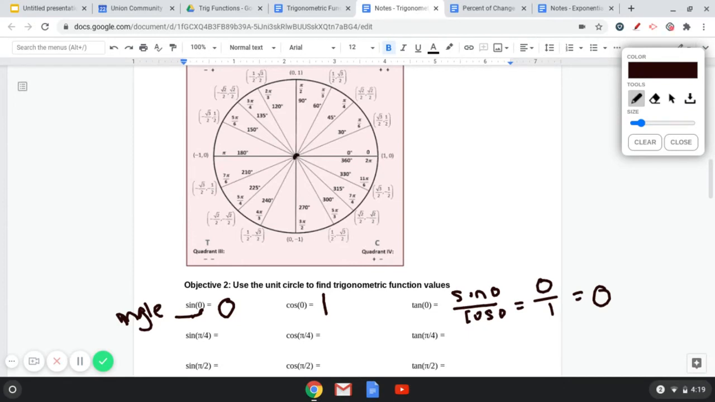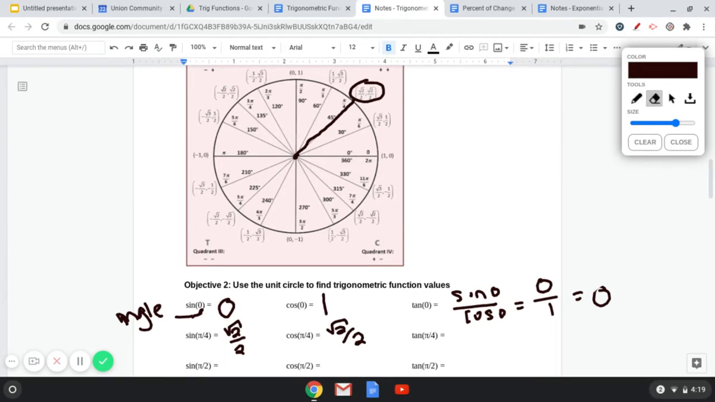So this is the angle, our nice 45-degree angle. We like this one. All right, so we're looking at this. Sine is the y value, so sine of pi over 4 is just root 2 over 2. Cosine of pi over 4, that is the x value of that coordinate point, which is also root 2 over 2.